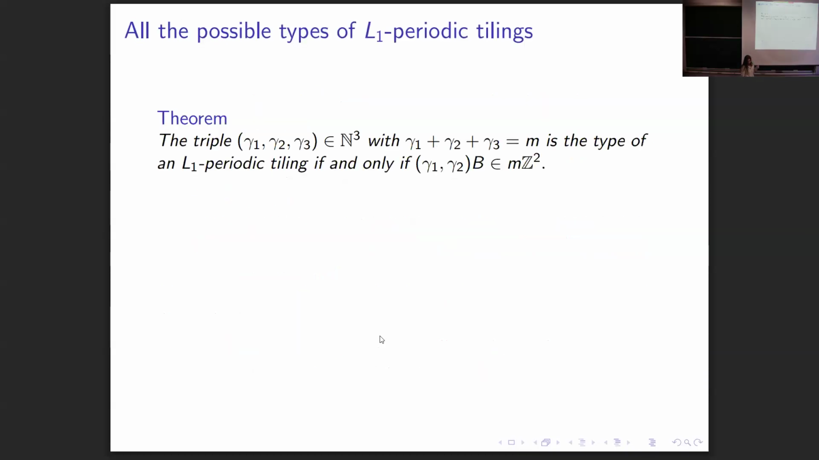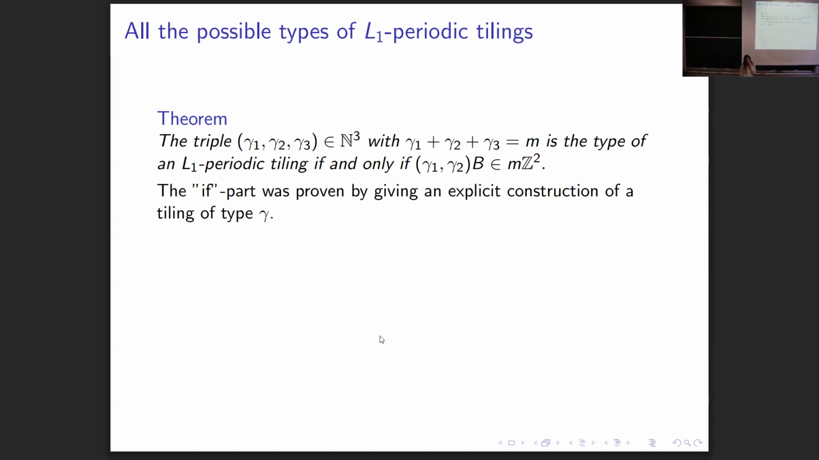So yes, this is the theorem from our paper that classifies all the possible types of a tiling. So you have your matrix B, right? And to check whether, okay, you have your vector of gammas, which is non-negative and sums up to m. Actually, gamma 3 is kind of redundant in some sense. You can use gamma 1 and gamma 2, so you throw away the gamma 3. You multiply your horizontal vector gamma 1, gamma 2 with the matrix B, and you get another horizontal 2-vector, and the condition is, if and only if the entries of that resulting vector are divisible by m. So that's how you check if your type is admissible, so to say.